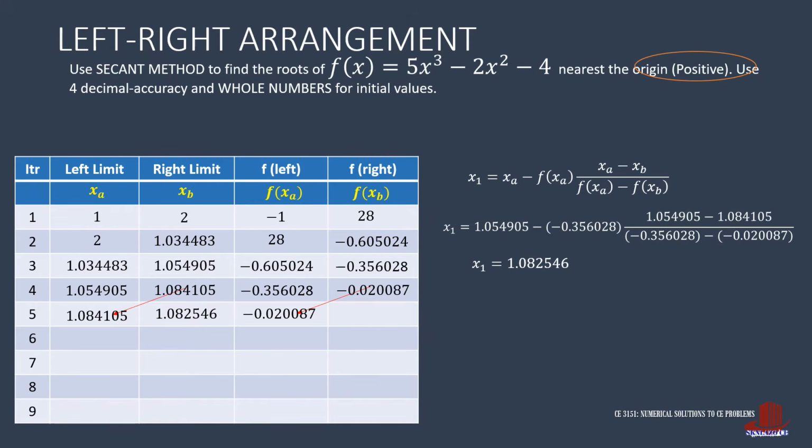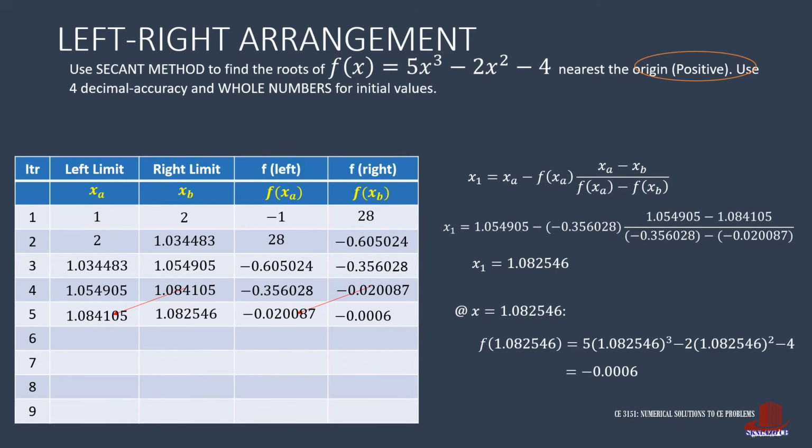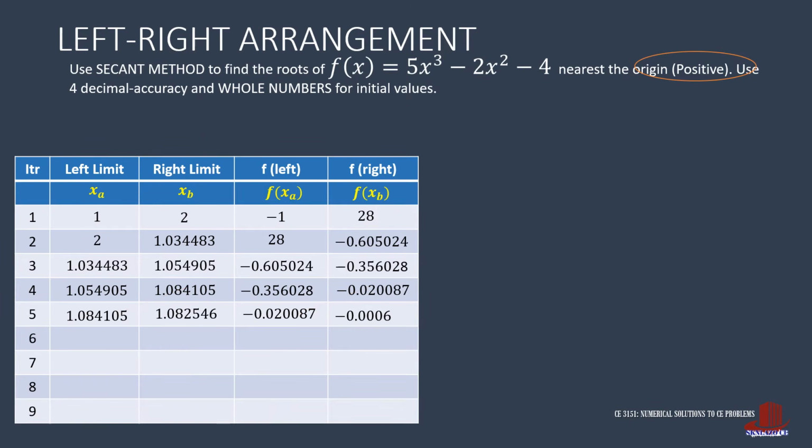1.082546. Now compute for f of xb, plugging 1.082546 into the function to have negative 0.0006. Moving to the next iteration, slide xa and f of xa once more.